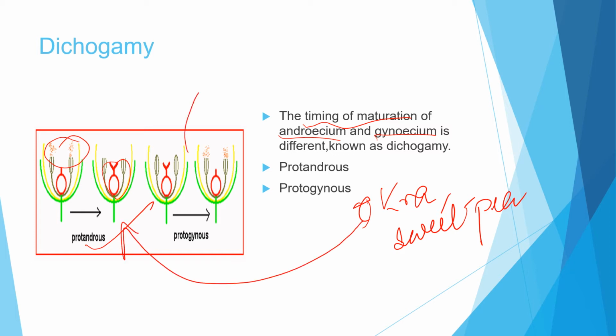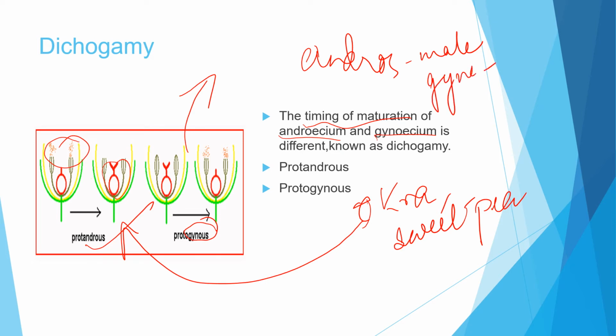And what is protogynous? When the stigma matures earlier than the anther. When the stigma or the female part is maturing earlier than the anther, that is called protogyny. The term gyne refers to the female part and andros means male. So anything where we get the term andros is the male part, and where the term gyne is there, it is the female part. Is it clear to everyone?